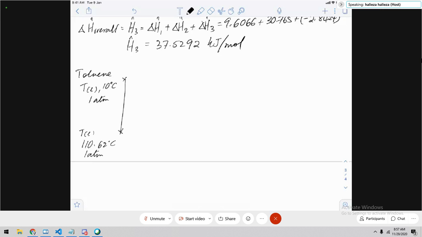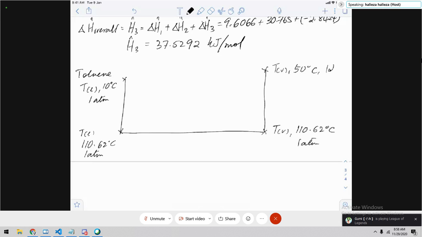We change it to vapor at 110.62 degrees C, again 1 atm, and we finally go to the final temperature, which is toluene as a vapor at 50 degrees C, 1 atm. Again, the same argument: how could it exist as a vapor when it's lower than the boiling point? It is not actually a valid assumption to have it at 1 atm, but this is what we have so far.